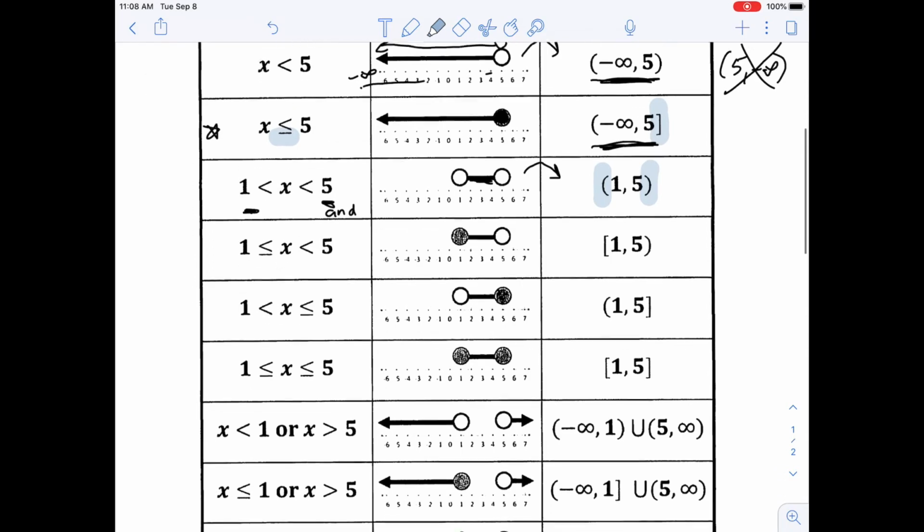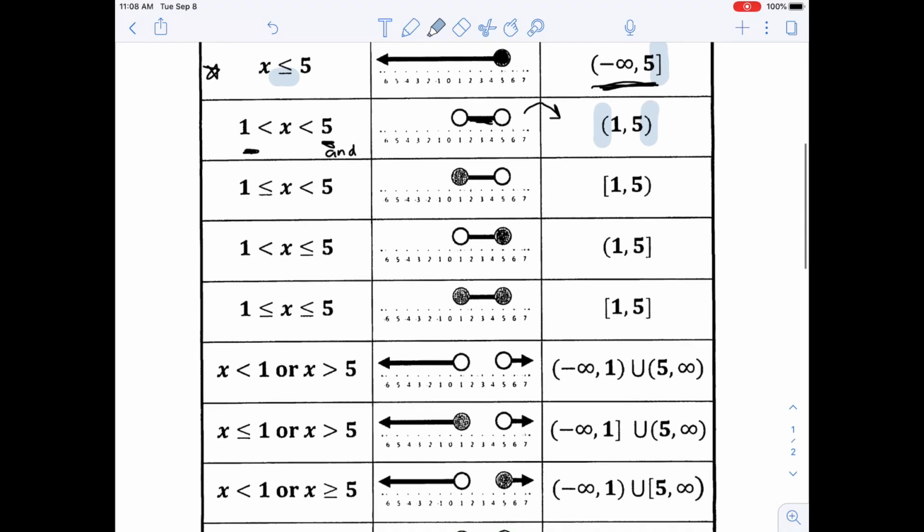So now I'm not going to spend a whole lot of time on the next 3 examples, but you can see that the only difference between this example right here and the other three is that you either have a closed circle, which means you're including the number, and then the parenthesis switches to a bracket. That's the only difference. So it just depends on whether you're including the number or not.